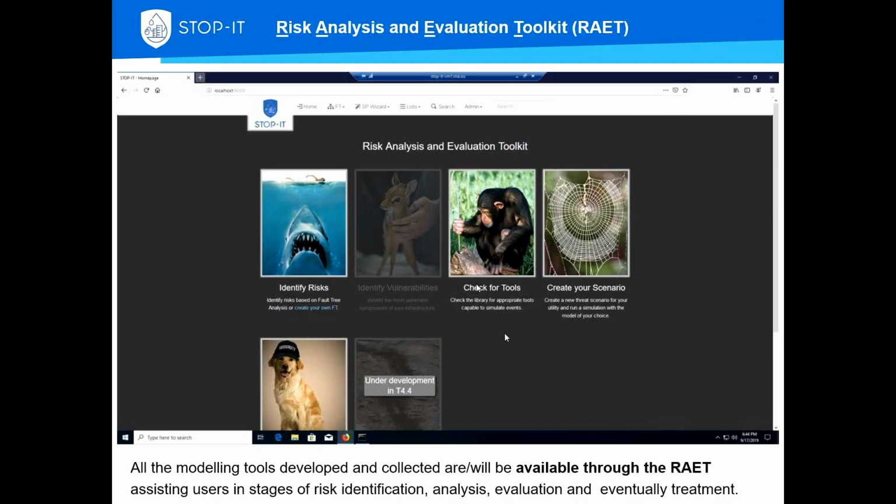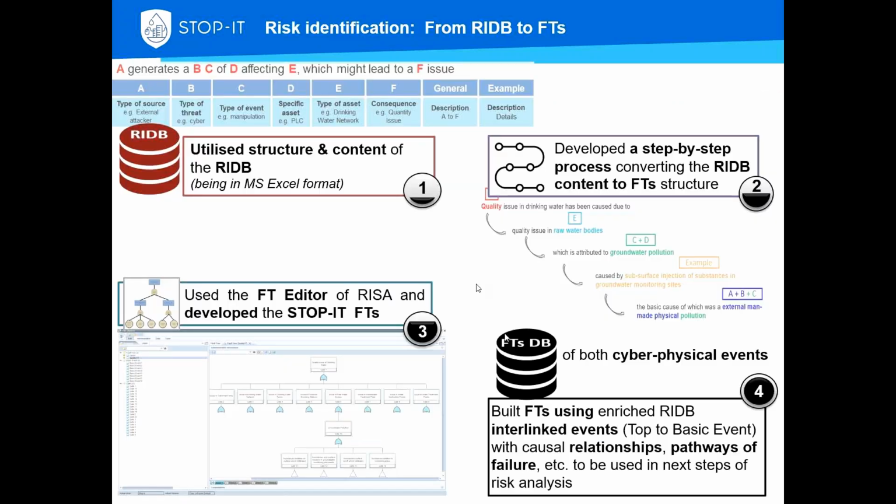Now, this is the home page of RAED through which the user can access the tools. This can be done by using either the main menu or through the icons. This is something that will be demonstrated later on by our colleague George. Now, before going into greater detail on the tools, let's have a look on how risks have been defined in RAED.